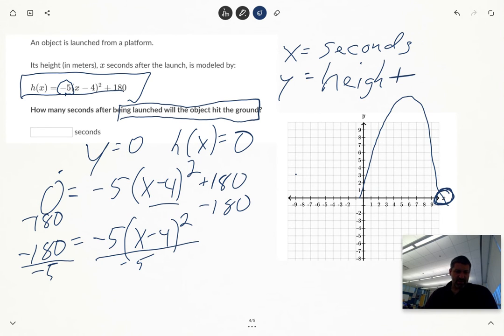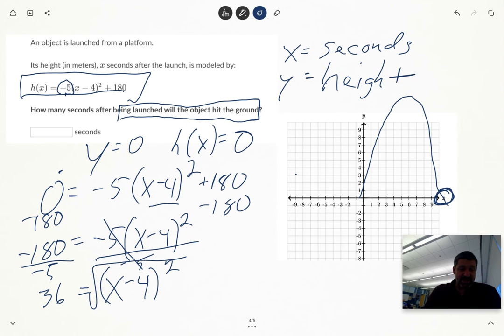And that would give us 36, I believe. I'm going to have to check my math on that. Yeah, I think that works out. So then the 5s cancel out. That would give us x minus 4 squared. Take the square root of both sides.